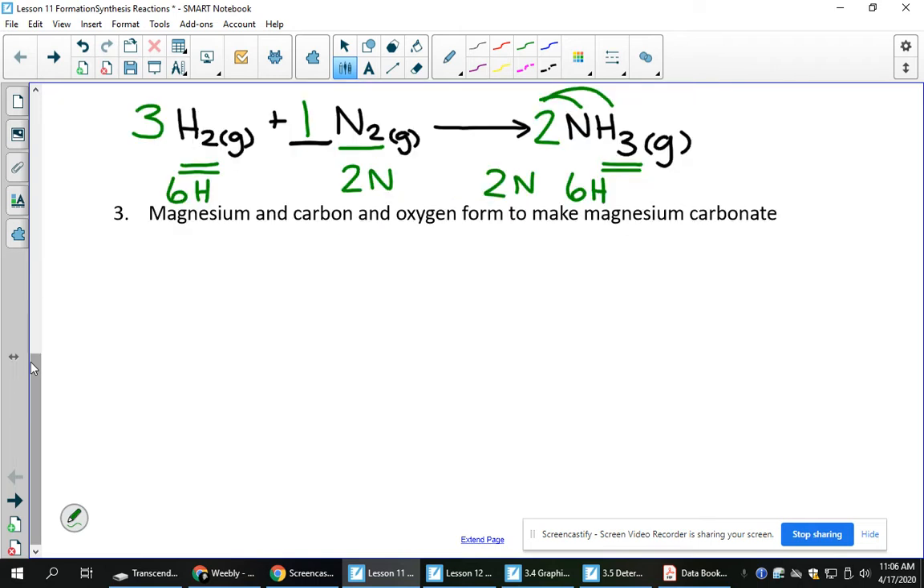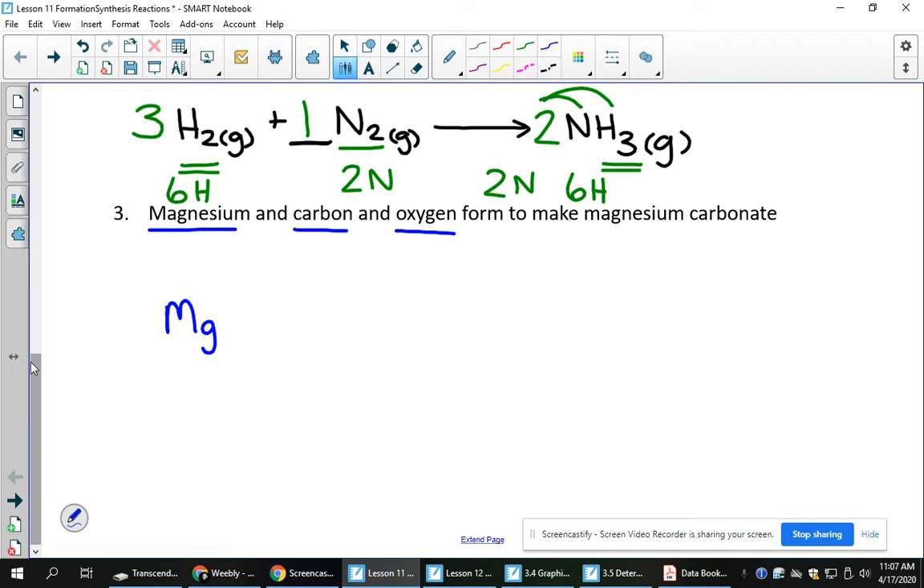Question 3. Magnesium and carbon and oxygen form magnesium carbonate. Here we have 3 reactants: magnesium, carbon, oxygen. Are any of those in the little box on the periodic table? Only one is. Oxygen is O2. Everything else is just going to be its chemical formula. So magnesium is just magnesium. We don't put a number behind it.